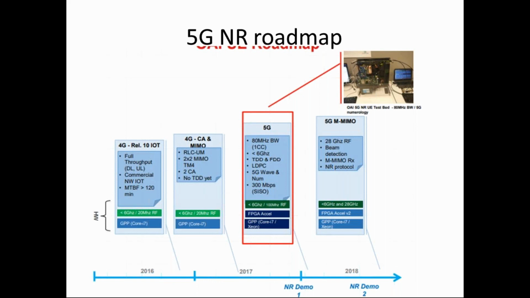Now, if you look at the details, it's still SISO. We don't have MIMO implemented right now, but this is also work in progress. And at the end of this year, we'll have full stack 5G doing the downlink available.